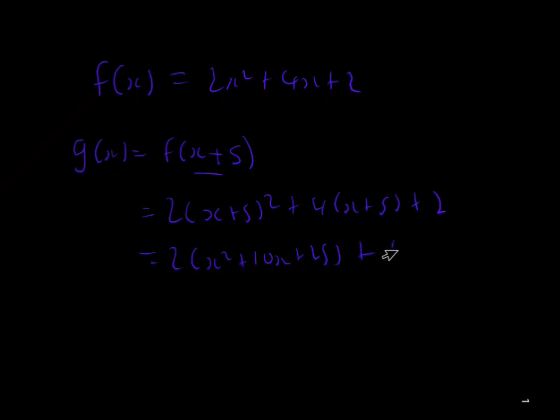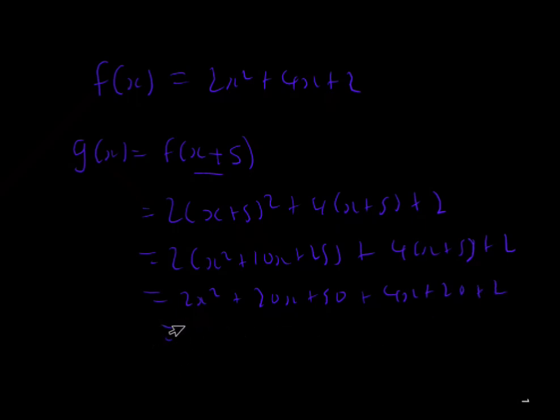And then this is going to be, so let me just do this. Okay, so here I didn't change anything. So now I'm just going to distribute. Now when you distribute, it's going to be 2x squared plus 20x plus 50. And then here we're going to have 4x plus 20 plus 2.